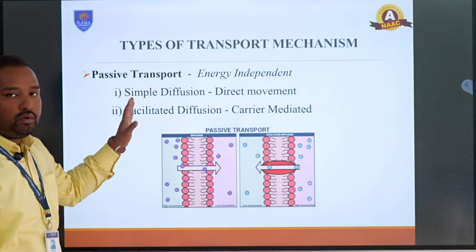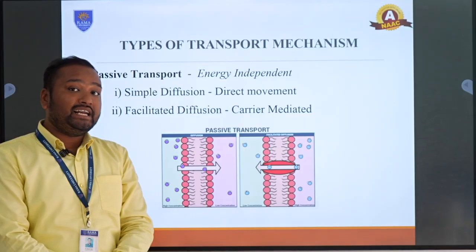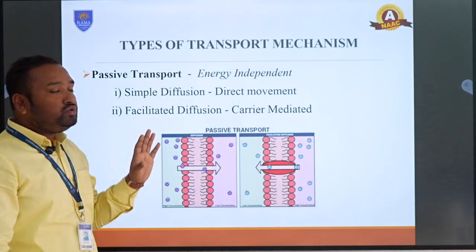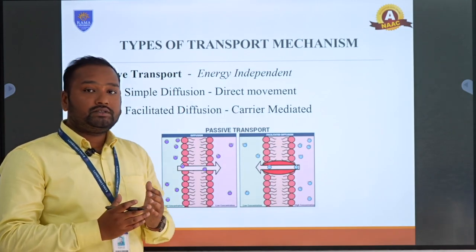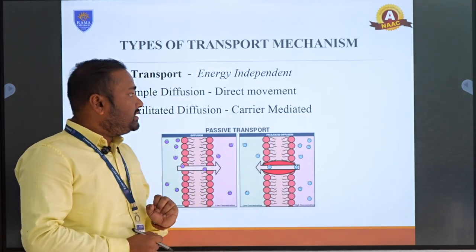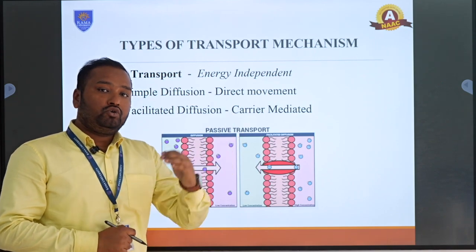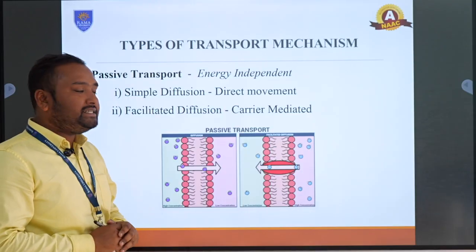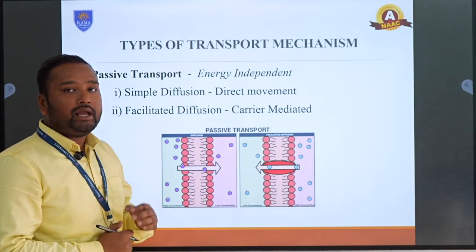For the first one, that is passive transport. Passive transport is basically where we don't need energy. It is energy independent, and there are two subtypes. First is simple diffusion, where a bulk amount of drug gets transferred from extracellular to intracellular, and the main thing is that the movement will be from higher concentration of drug to lower concentration of drug. Second one is facilitated diffusion. It is basically carrier mediated, that means it needs a carrier, either a protein or any other molecule.